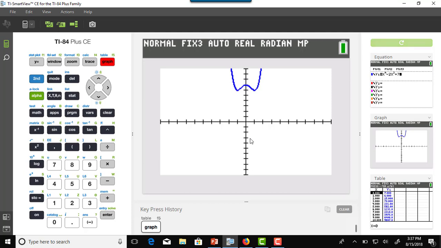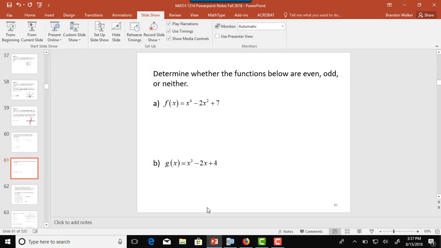So that first one would be an even function. So let's take a look at the bottom one there. Before I move on, let me back up real quick.